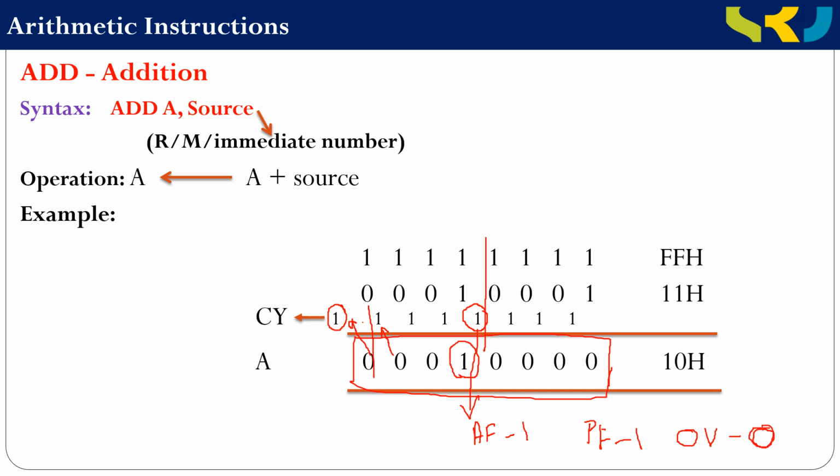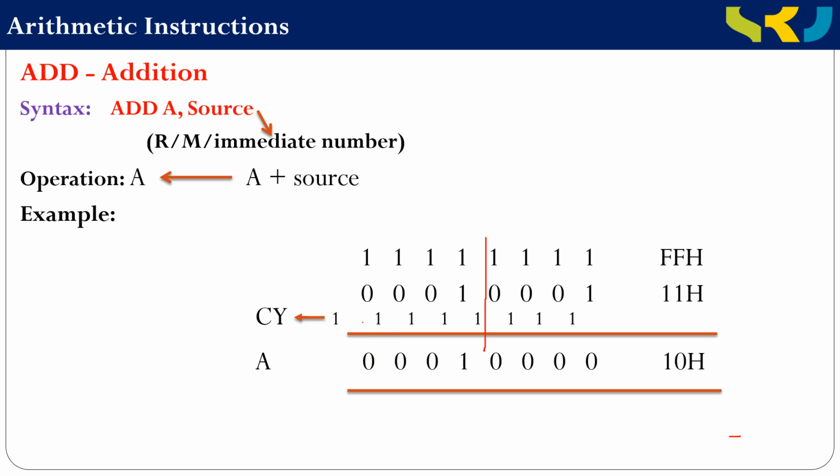The final status is now: carry flag is equal to 1, auxiliary carry flag is equal to 1, parity flag is equal to 1, overflow flag is equal to 0. This is the status of the 8051 microcontroller after performing the addition operation on these two numbers. Okay, so once again you can see here, carry flag is set to 1, auxiliary carry flag is set to 1, parity flag is set to 1, and overflow flag will be equal to 0.